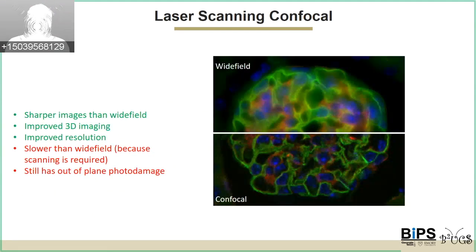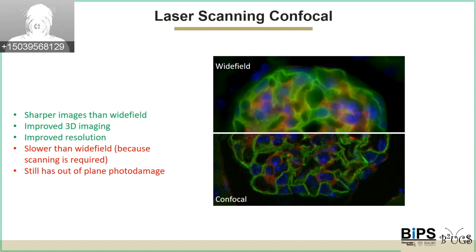So when we compare the modalities, we see that confocal is winning in terms of sharper images. Additionally, because we can reject any light that doesn't come from the focal plane, confocal will be much better for imaging in 3D. The downsides are that it will be slower because scanning is required, and even though you're blocking out of focus light at the detector, there will still be that light going into the sample in other planes, so photo damage still occurs.